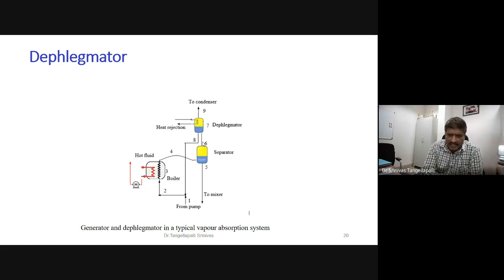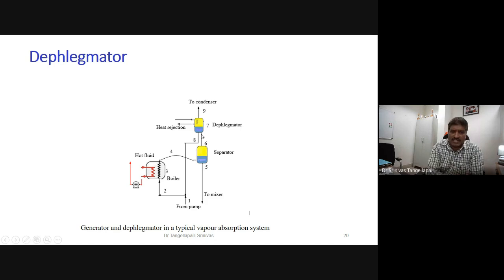Are you getting this point? 6, 7, 9 is the process of the dephlegmator, where 8 is coming out as a condensate, but again it is recycling to the boiler. Okay, so now you got the point.